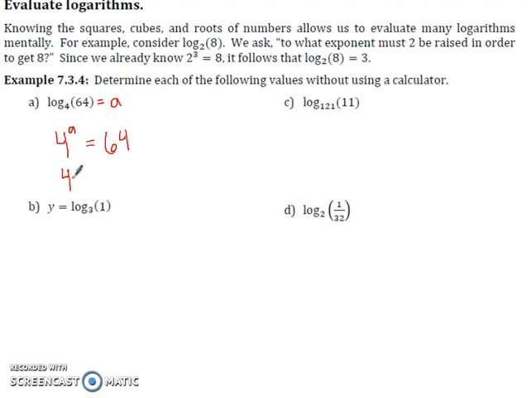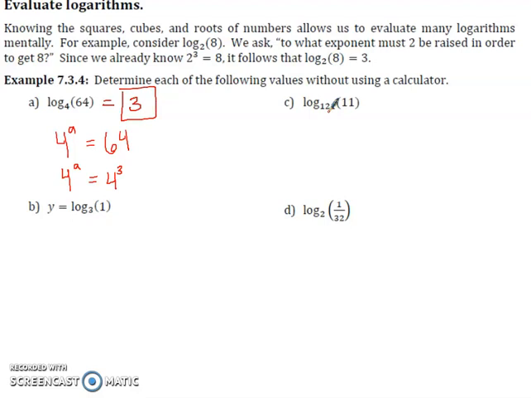Well, what I can do is write 64 as a base of 4. So 4 to the power of 3 is going to be 64, which means that a has to be 3. So what I have found is that a equals 3, but I need to actually answer the question. There was no a in my original question. So I'm going to go back here and say that this log simplifies to 3. Log base 4 of 64 is 3.